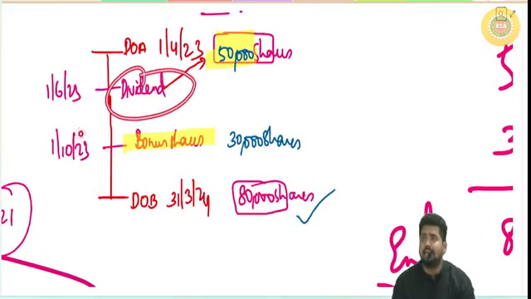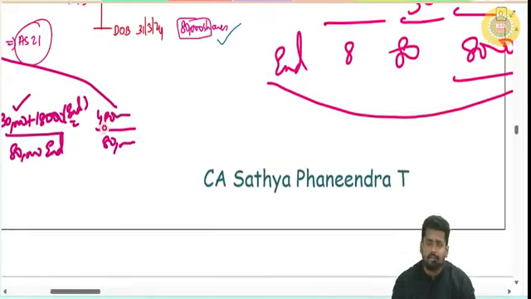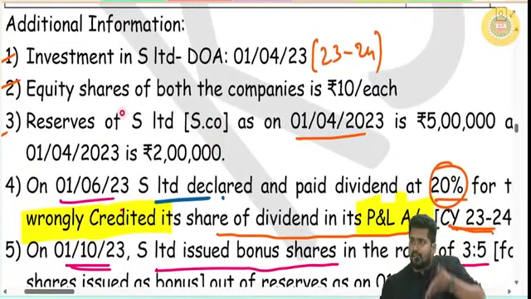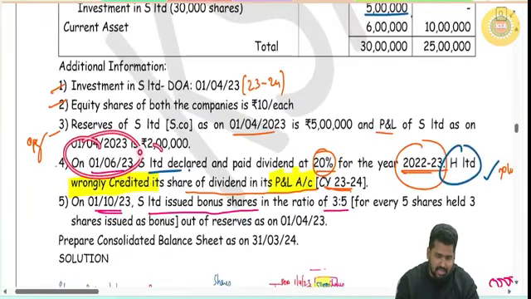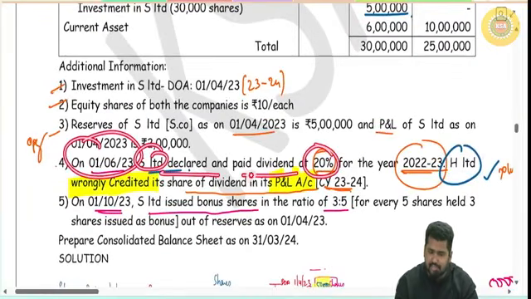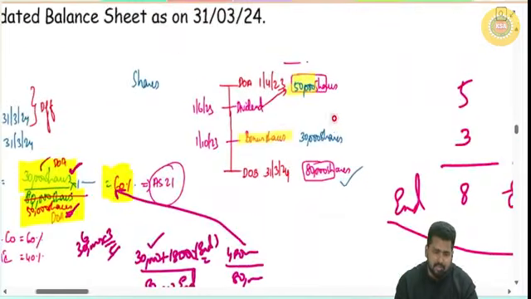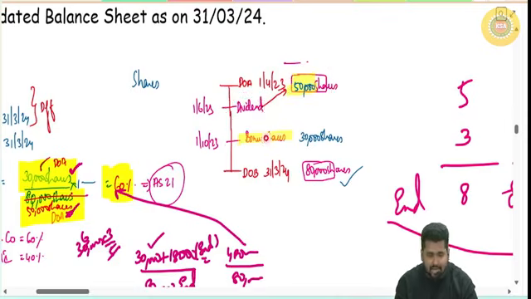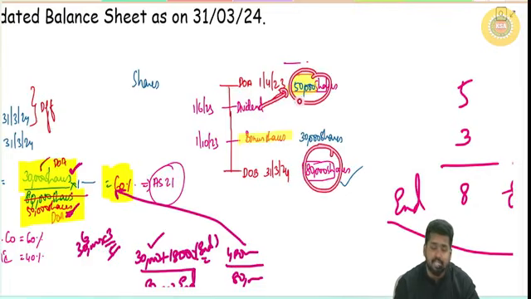First finish the dividend. Dividend is an appropriation of profit; it is treated like a withdrawal of profit. Who is declaring the dividend? We are investing, so that company should pay us. We are holding shares, so we have to receive the dividend. On 1st June, S Limited is declaring and paying a dividend at 20%. On 1st June, how many shares do we have? 50,000. The bonus happened after that. Therefore, the dividend should be calculated on 50,000 shares.